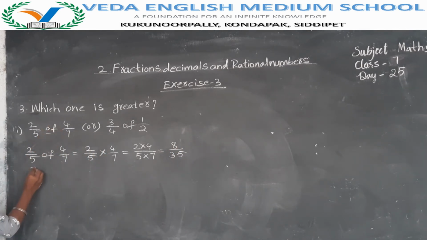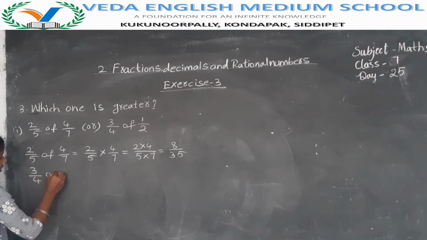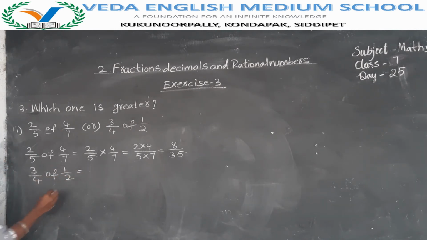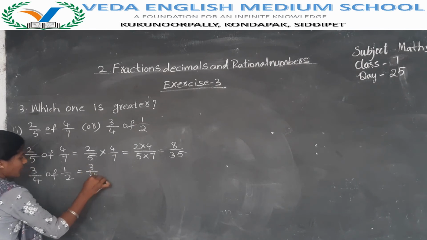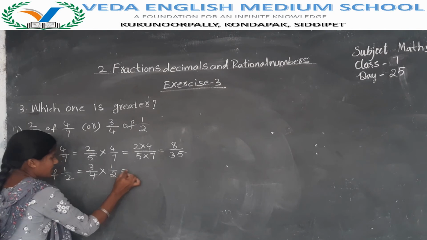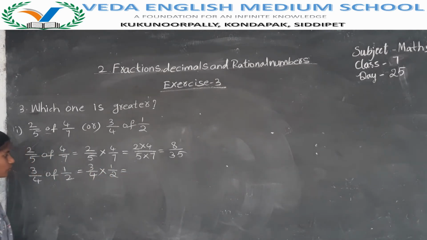Now take the second one: 3 by 4 of 1 by 2. 'Of' represents into. Here also 3 by 4, 'of' means into, 1 by 2 you have to write as it is. Now multiply. Here also there is no more possibility.